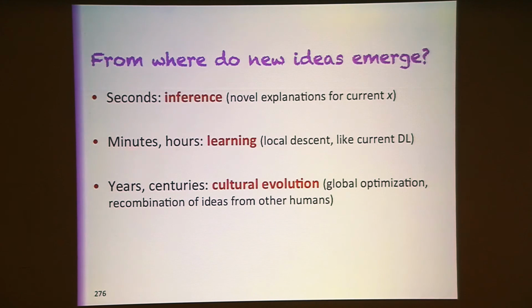Learning is going on at a slower scale, maybe minutes and hours and days. And it's basically a local descent. And it's pretty much like our current deep learning algorithms, and maybe we can do better, I hope we can. But it's some kind of local descent. And then at a much slower time scale, I guess it's going faster now with the internet, is cultural evolution. And that's a kind of global optimization. It's very different from that kind of optimization. And it's based on recombination of ideas from other humans. And so new ideas are coming into life through all of these three processes together.